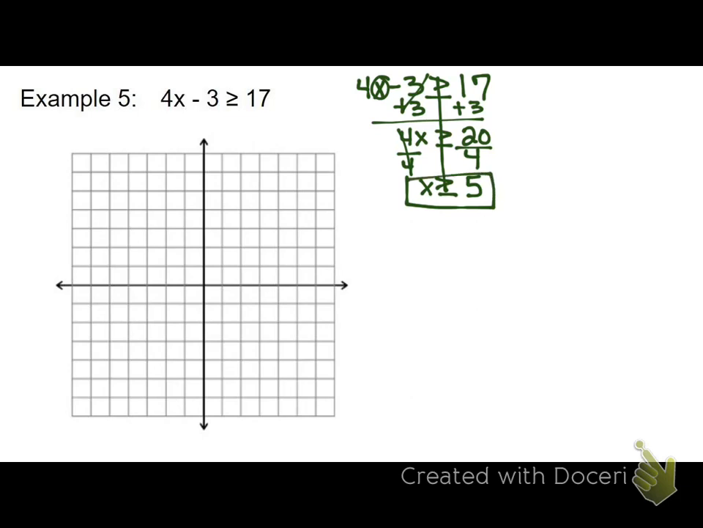Now we have to graph it. So if x is greater than or equal to 5, where would I plot this 5? On the x-axis, which is right here. And it's a positive 5, so I go over 5. 1, 2, 3, 4, 5.